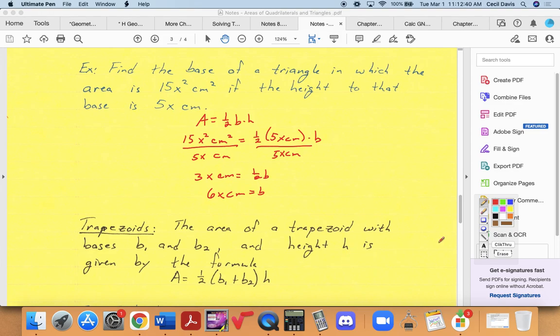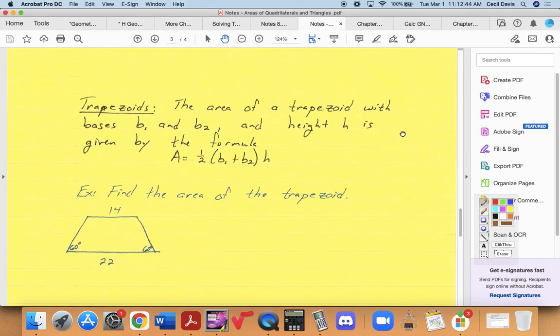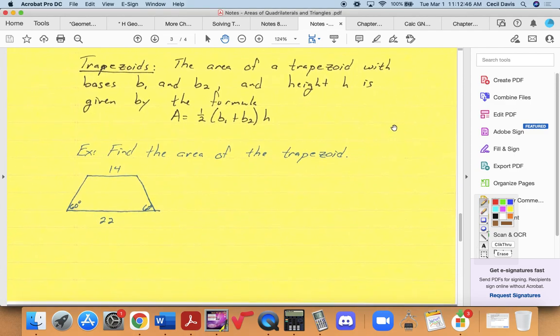Okay, trapezoids. You did these before. The area of a trapezoid with bases B1 and B2 and height h is given by this formula. Again, you did this in 6th grade and then again at the beginning of 7th grade. Area is equal to 1/2 of base 1 plus base 2 times the height. Basically what we're doing there is we're averaging the two bases out. I think of it as one of them's too big, the other one's too small. Let's average them out.